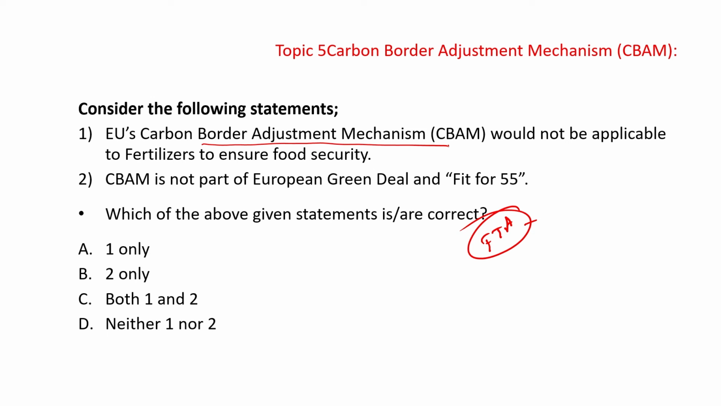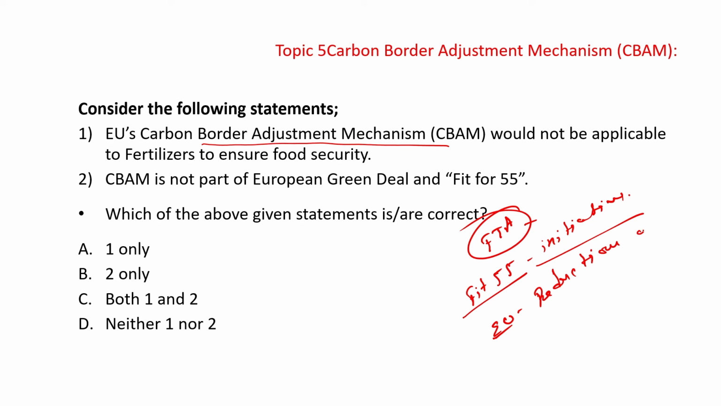Now, what is this Carbon Border Adjustment Mechanism? It came in the backdrop of, and as part of, the Fit for 55 initiative. This Fit for 55 initiative is a part of the EU's reduction of carbon, the greenhouse gas, by 55% by 2030.